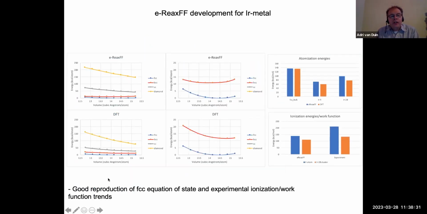So this is some force field development for iridium metal. This is pretty much our traditional force field training, where we take various metal structures like FCC, BCC, simple cubics, and we train reactive-F to reproduce the energy difference and their energy versus volume behavior. But also now we put in their ionization energies and work functions. And so reactive-F correctly describes that, for example, an iridium atom has a much higher ionization energy than an iridium-28 cluster. And this is indeed confirmed by experiment, where the iridium atom has the highest electron ionization energy, much higher than essentially the iridium metal surface.